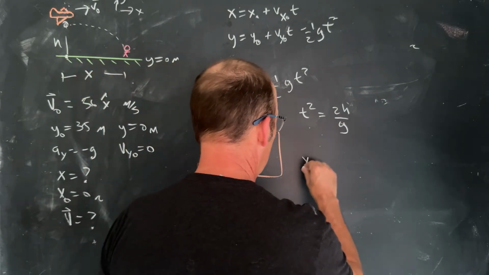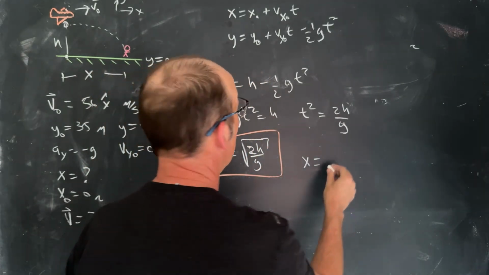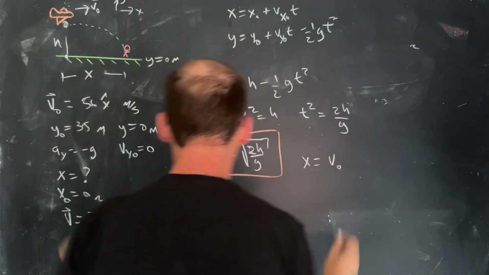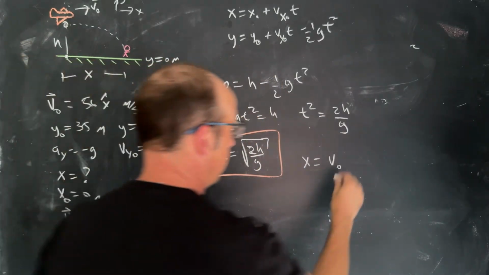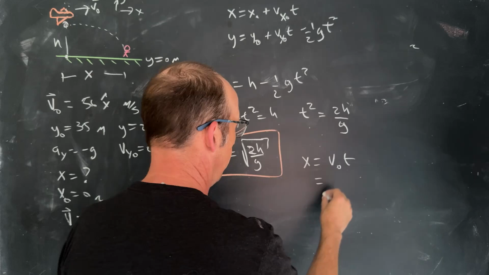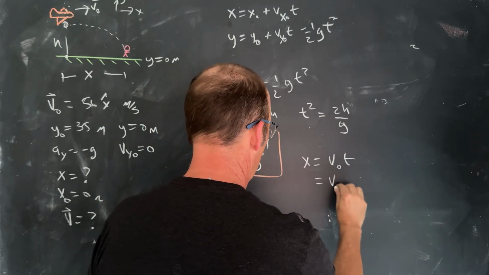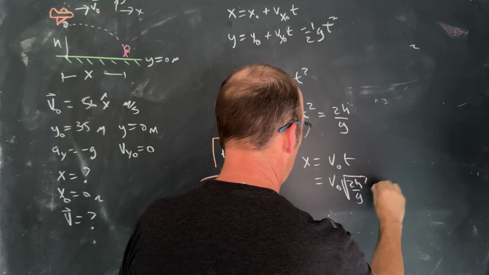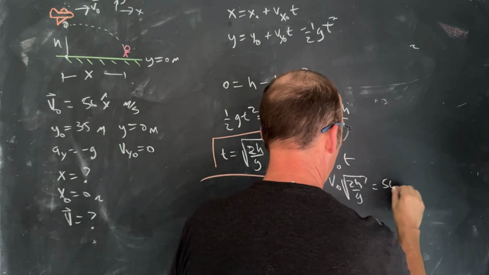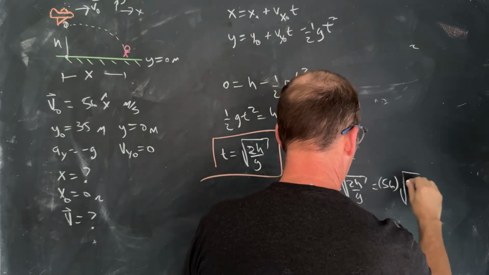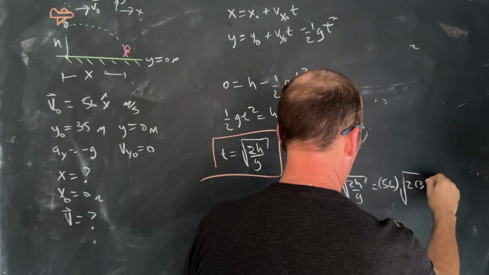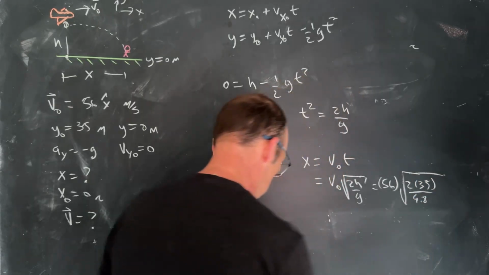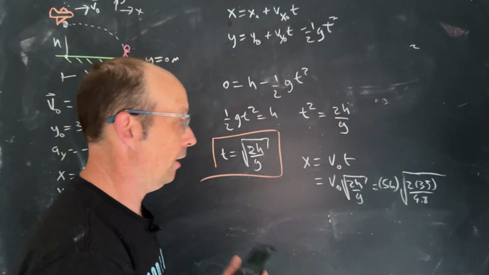So x final is x initial, which was 0, plus the initial x velocity, which I'm just going to call v0, the magnitude of my velocity in the x direction, times t. And so now I can put in v0 square root of 2h over g. Let's go ahead and plug our numbers in. So I have 56 square root of 2 times 35 over 9.8. And let's plug it in our calculator now.